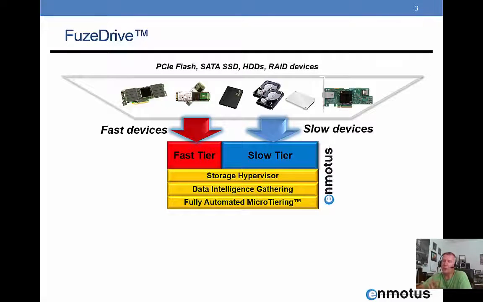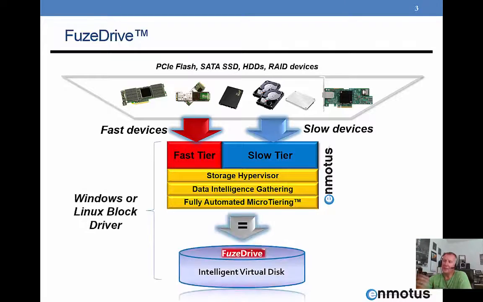And two other important features that we have beyond just the pooling or the hypervisor-like architecture is that we will gather data intelligence, and we will automatically migrate the data based on that intelligence. That's all with the net result of producing a highly intelligent virtual disk that appears to the operating system. And all of this happens, as we show here, at a Windows or a Linux block driver level.